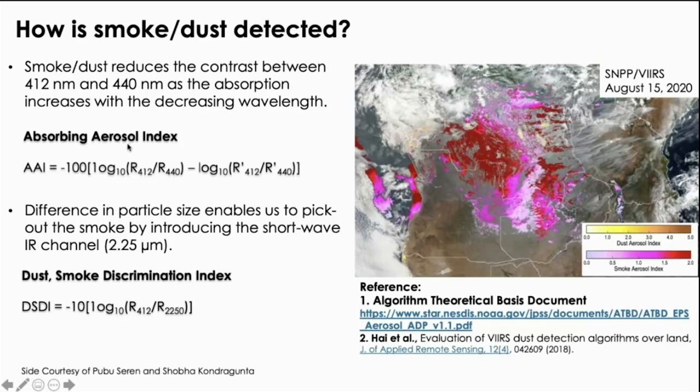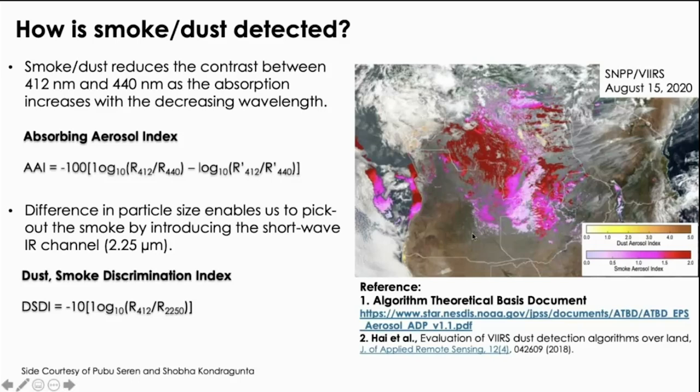So together, if you put thresholds on AAI and DSDI, then we can not only define dust, separate the dust and smoke, but we can also quantify their thickness. Again, all of the details are given in this documented ATBD and published papers.